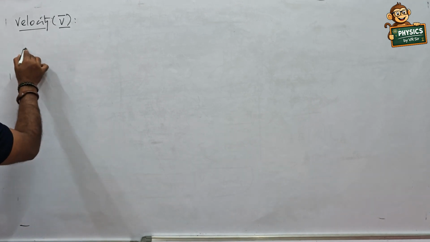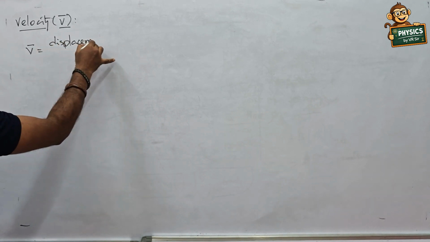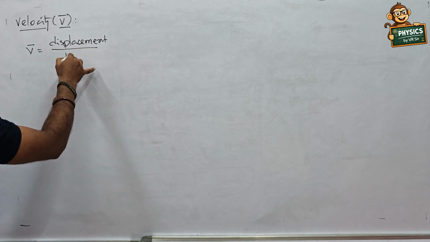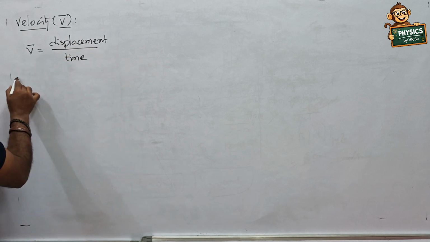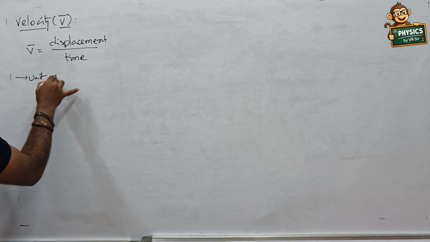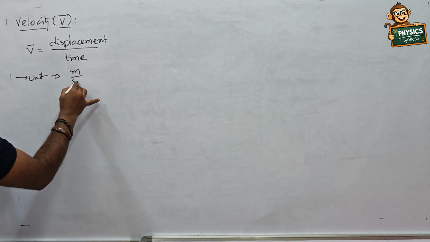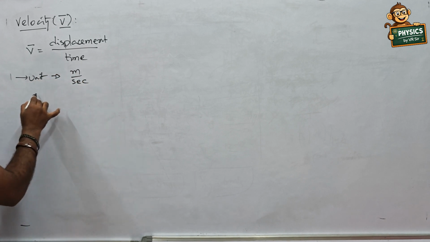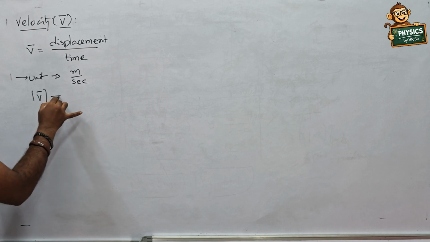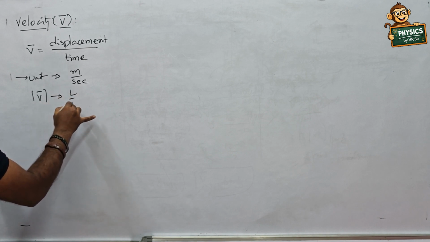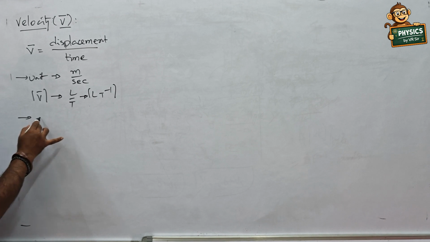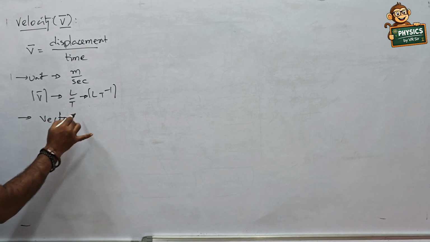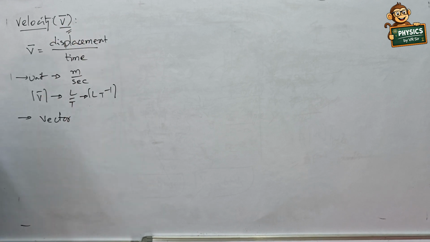It is a convention given for vectors. Now, how do you define velocity? It is given as displacement upon the time during which this displacement occurs. Now, what is the unit? The unit of velocity is nothing but meter per second. And what about the dimension? The dimension of velocity is L by T, given as LT power minus 1. And I told you already, it is a vector quantity.